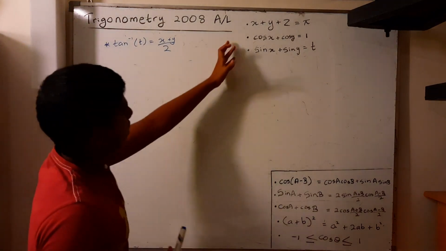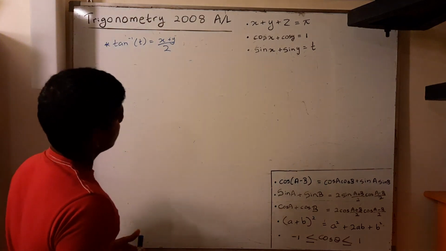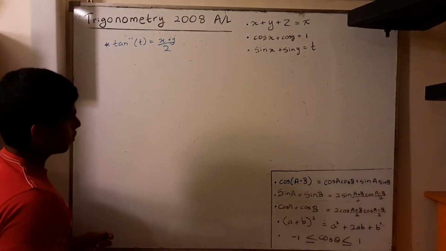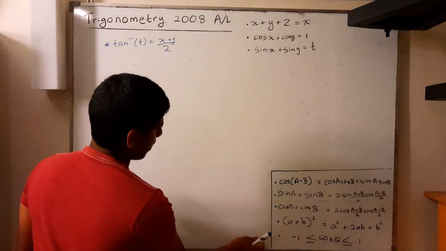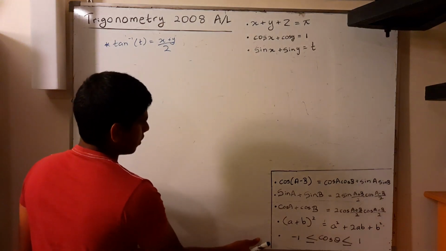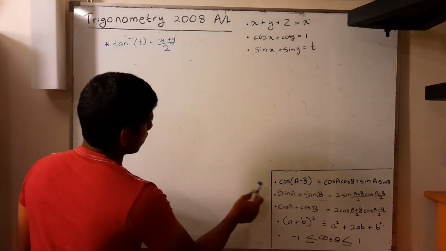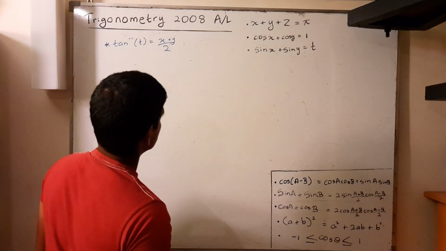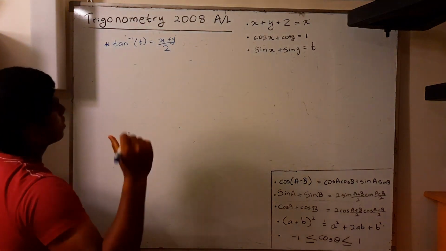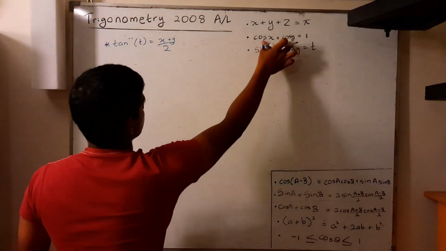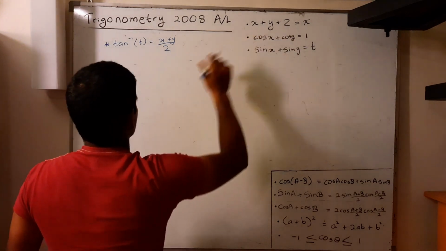So as you can see over here, I've written the data that has already been provided to us in the question, and over here I've just written some basic theories that we need to know in order to do the question. So yeah, let's get started. So first of all, I'm going to take these two equations. So first I'll take this equation.